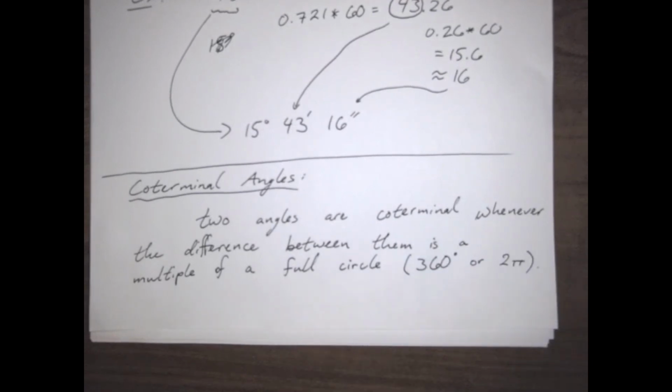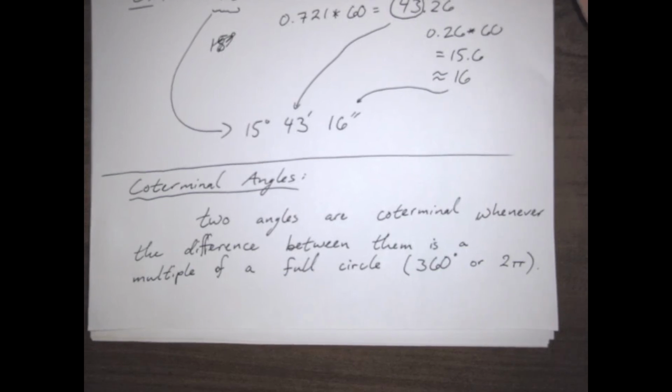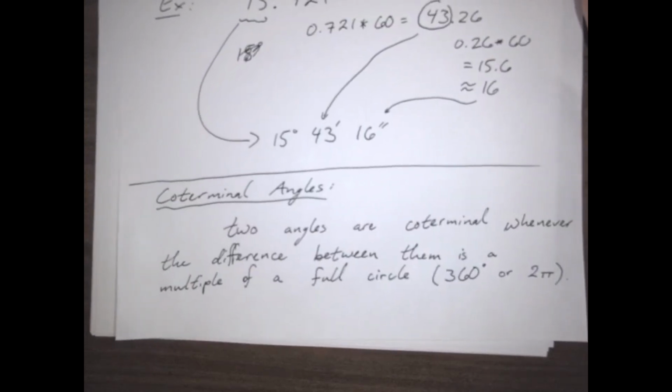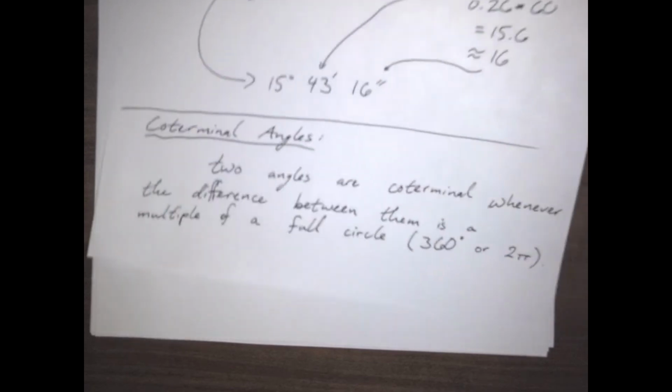So if you ever want to know whether a pair of angles are coterminal or not without the trouble of plotting them in standard position, you can just calculate their difference. Just subtract them, and if the difference is a multiple of either 360 or 2 pi, and it can be a negative multiple as well, then sure enough, they are coterminal.